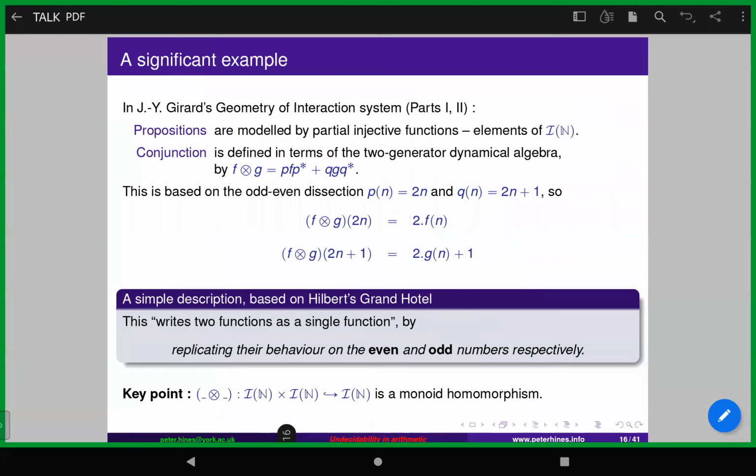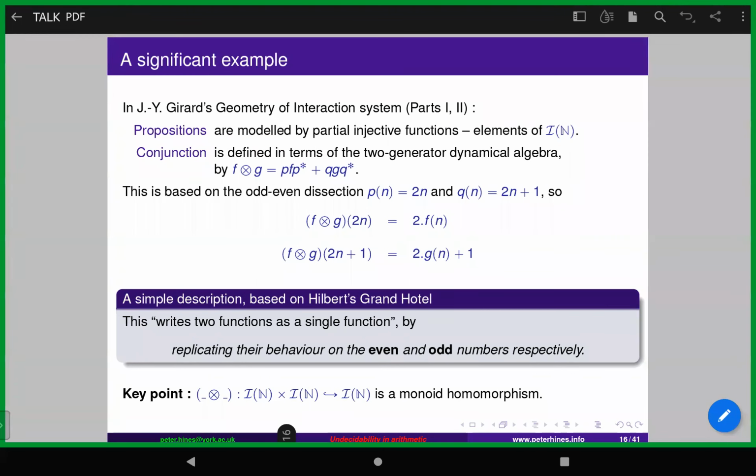So here's an example. It's a model of logic. It's particularly relevant because propositions are modeled by functions on the natural numbers. Precisely, they're partially injective functions, and conjunction is defined in terms of the dynamical algebra. So it's a 2-generator dynamical algebra, and it's based on the odd-even dissection of natural numbers.